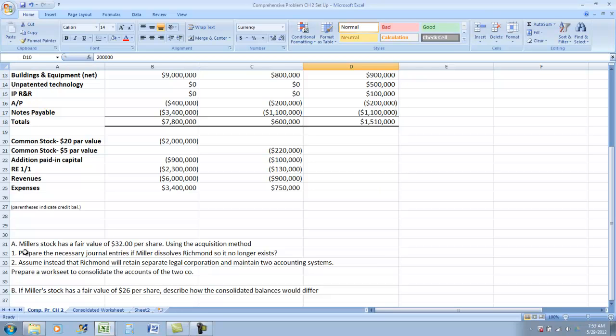Using the acquisition method, prepare the journal entries as if Miller dissolves Richmond and it no longer exists. And then 2, instead, we'll prepare that they maintain separate legal corporations and 2 different accounting systems. So then we would have to prepare a consolidated worksheet.